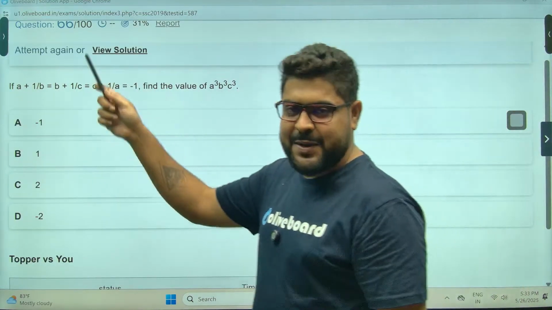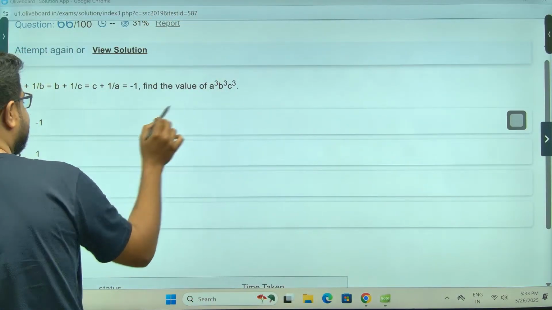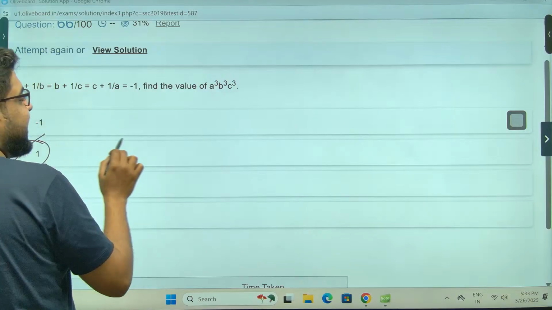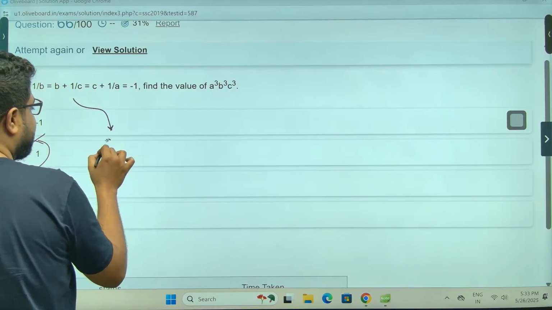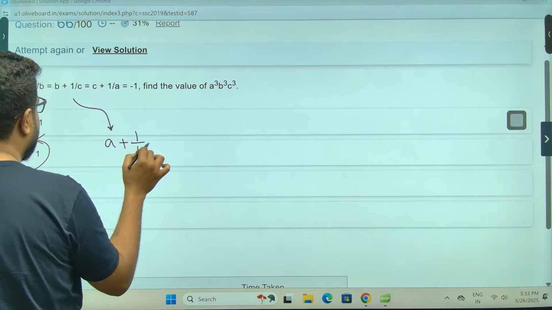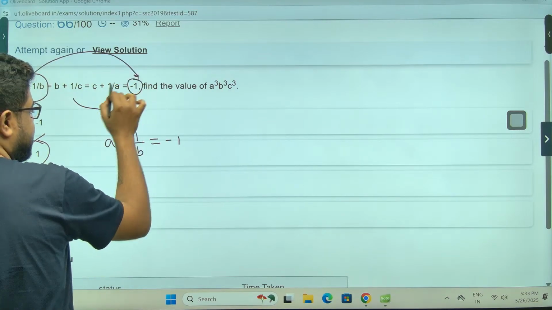This is a question which was there in our school books as well. The answer is 1. Why does ABC come out to be 1? Don't worry. It is -1. You see, this is given, everything is equal to -1.